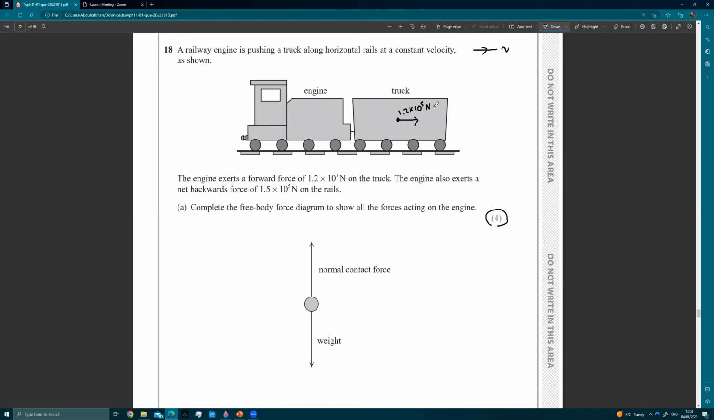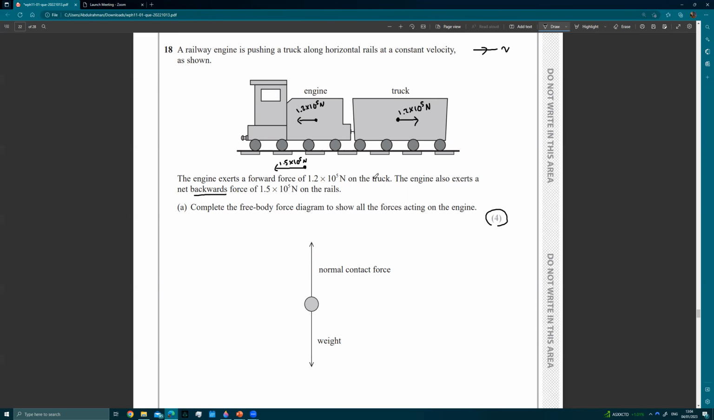For every action force, there's an equal and opposite reaction force. So because the engine's exerting this force on the truck, the truck is exerting the same force in the opposite direction on the engine. So there's 1.2 times 10 to the 5 newtons being exerted on the engine by the truck. It also says the engine's also exerting a force on the rails. So let's draw that. It's exerting a backwards force this time, a backwards force on the rails. So the rails are experiencing a force of 1.5 times 10 to the 5 newtons.